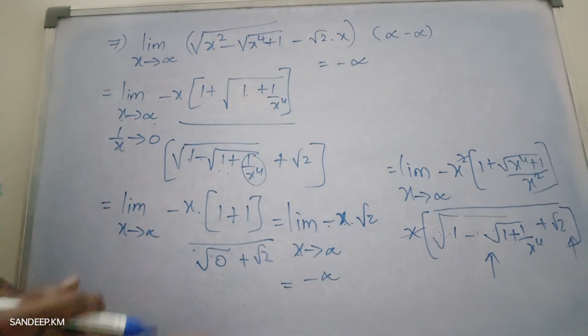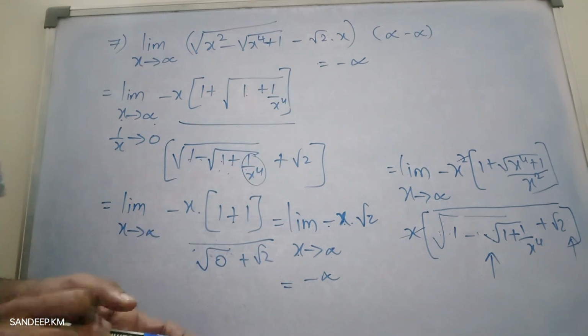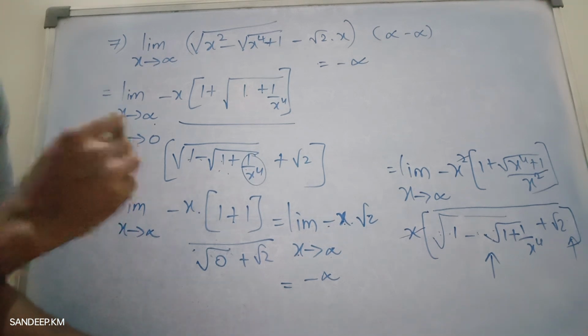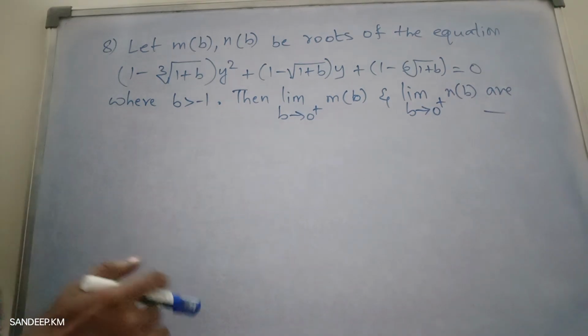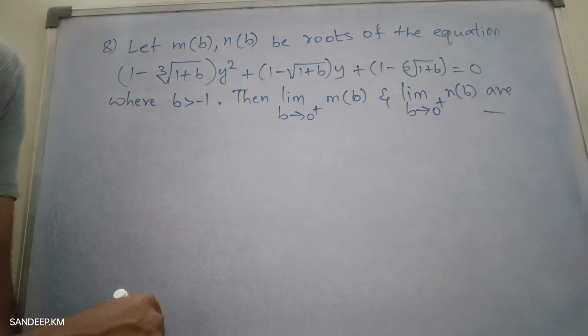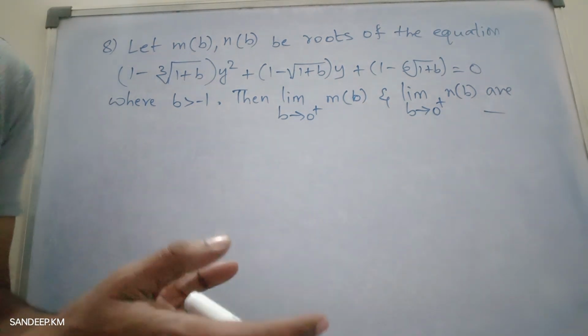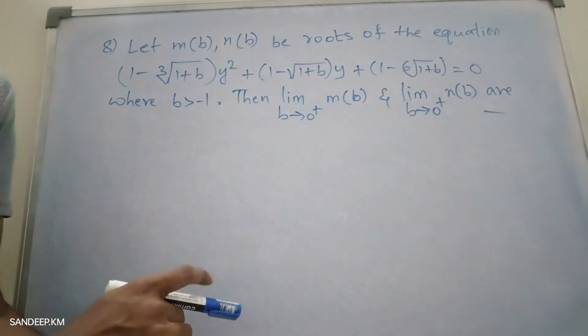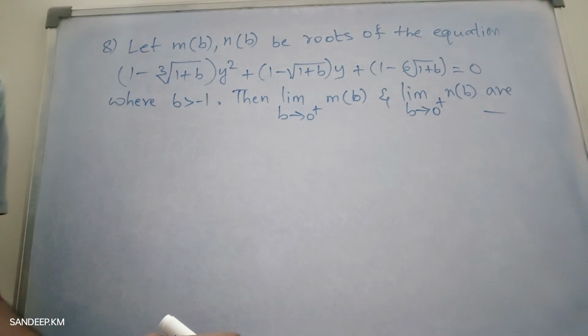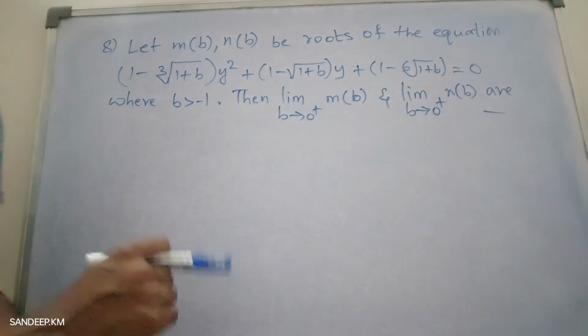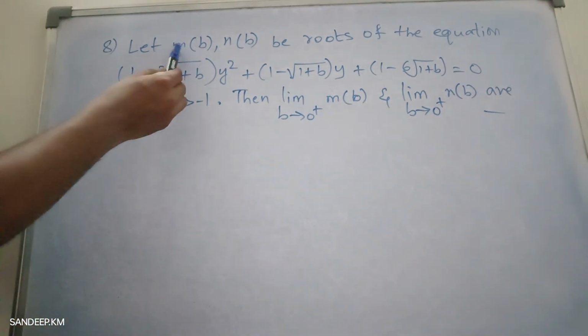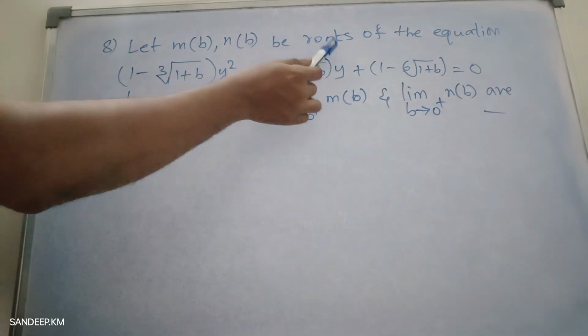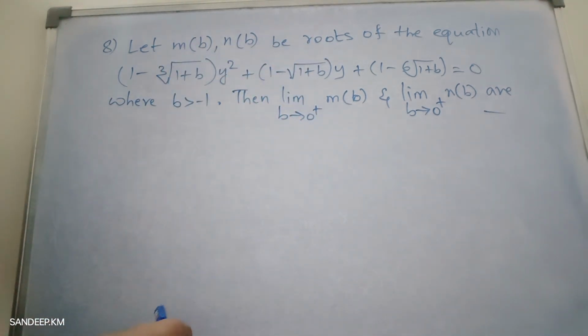Okay, we will go with the last question in this particular video. It's easy question. Observe carefully. Here is our 8th question. Okay, it's a combination of quadratic equations and also limits. Okay, you should have idea of both. Kind of advanced model question only. Listen, let m of b comma n of b be the roots of this equation where b is more than minus 1.